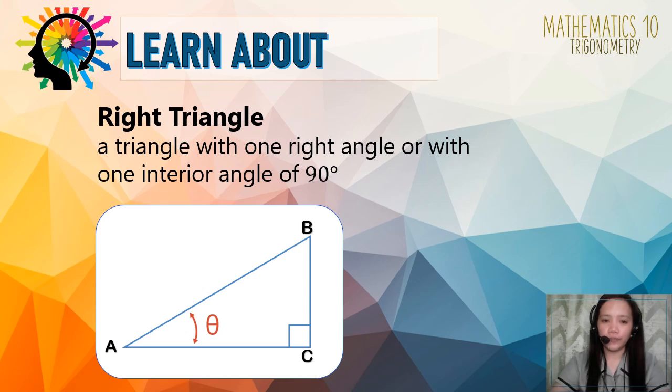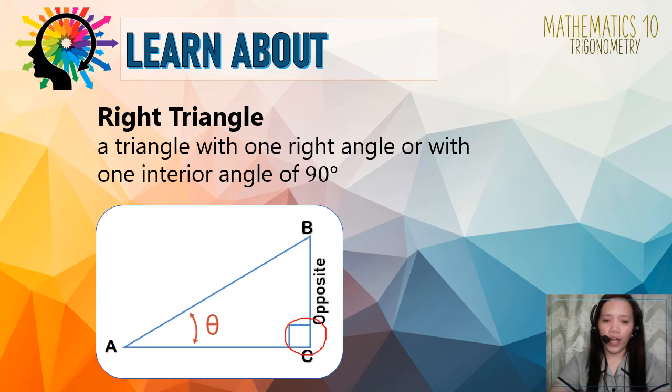Right triangle: a triangle with one right angle, or with one interior angle that measures 90 degrees. Take note that our indicator of a right angle is this one. Now, let's talk about the parts of this right triangle.